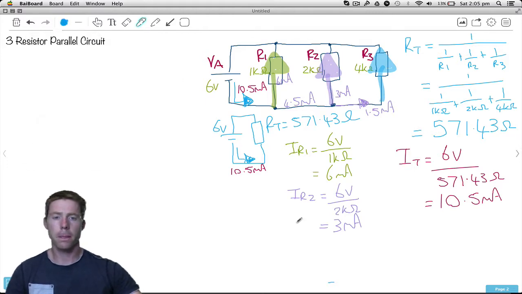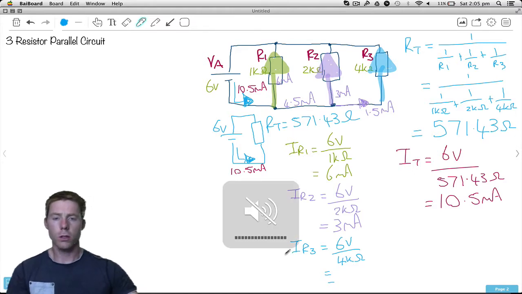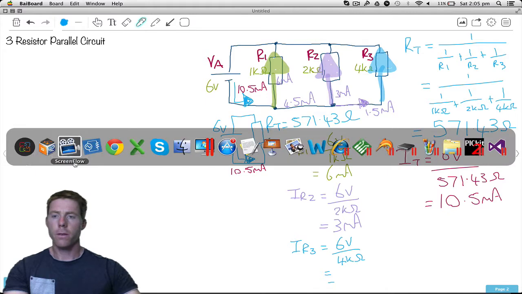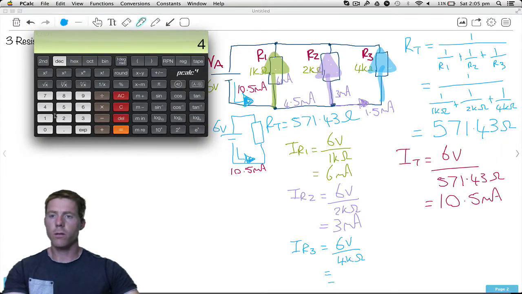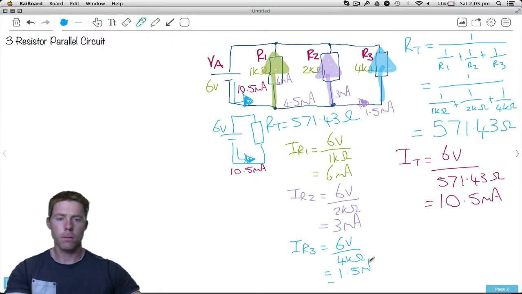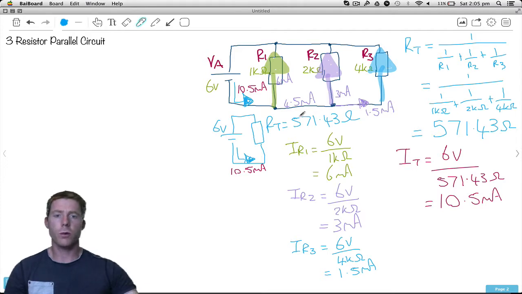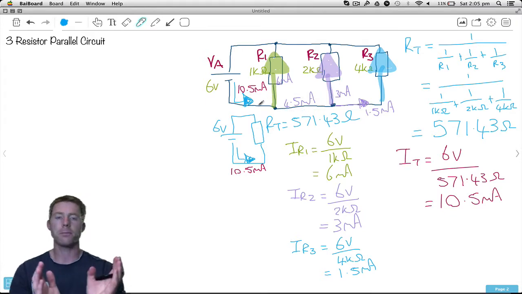Let's do that last one. The current through resistor 3 is going to be 6 volts because it's connected straight to the power supply, divided by 4K. Just going to turn my sound off there. So let's do that. 6 volts divided by 4K, 1.5 milliamps. And just so we can get rid of some confusion, I'm going to get rid of that little guy there. 1.5 milliamps. So 1.5 plus 3, there's our 4.5, plus 6, we're back to our 10.5. It just simply splits up.